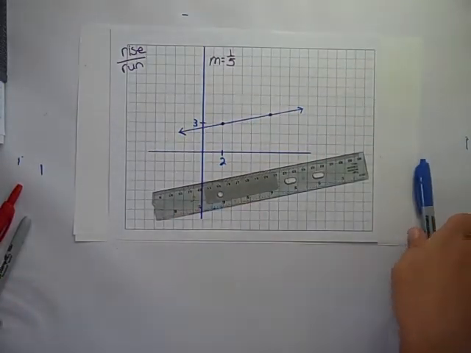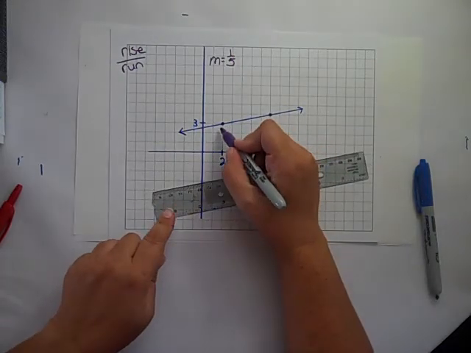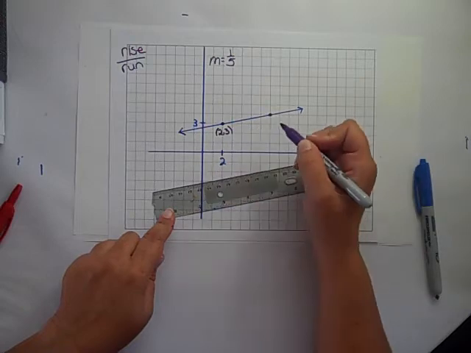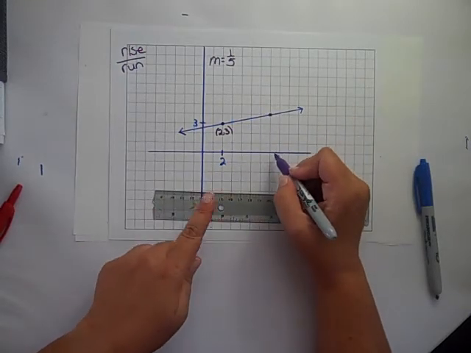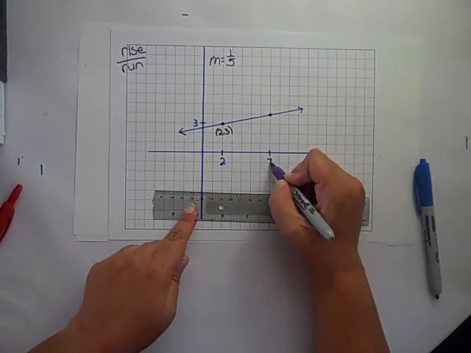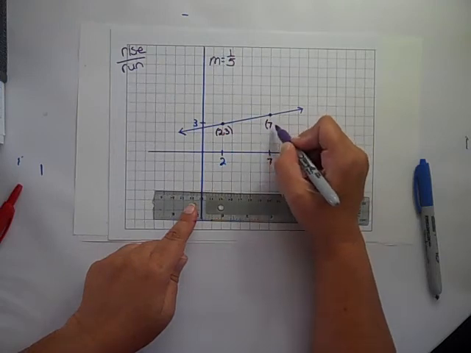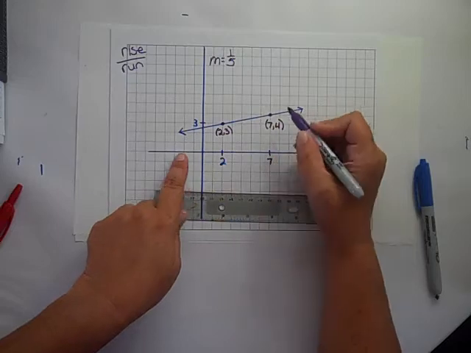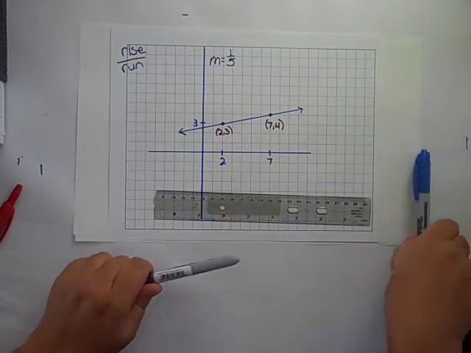And I'd also like you to label the 2 points. So this point we already know was 2, 3. And then what would this one be? Well, we went up 1 and over 5, so this must be 7. So I have 7, and then this must be 4. Okay, and if you weren't sure, you could always just count it.